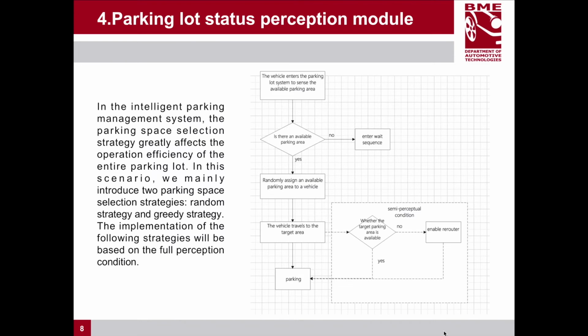Under the random strategies, after the vehicle enters the parking lot, the system randomly assigns a parking area with free parking space to the vehicle on the basis of semi-perception or full perception, and the vehicle immediately drives to the target parking area for parking. The flow of the strategies is shown in the following figure.